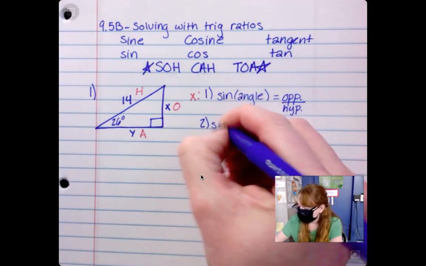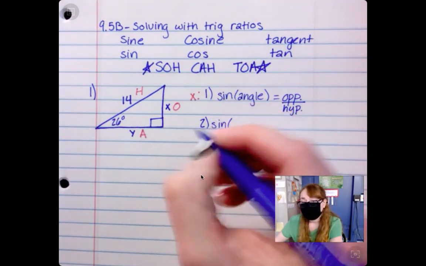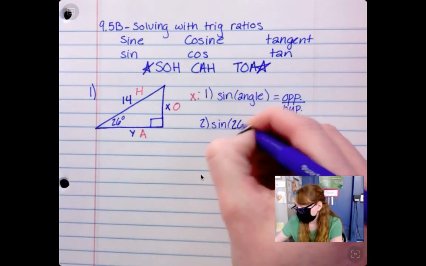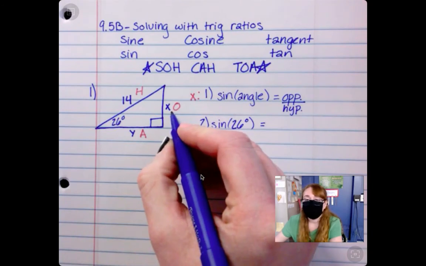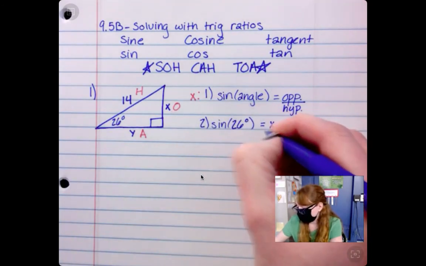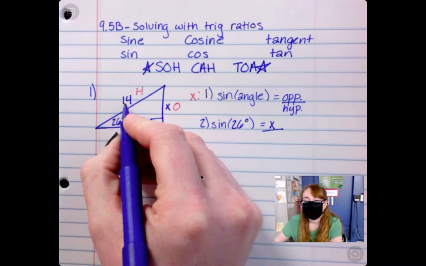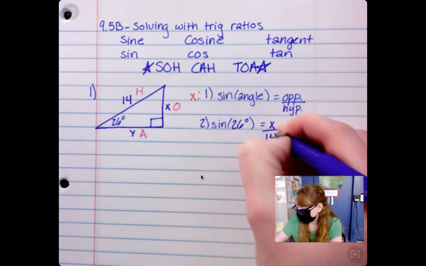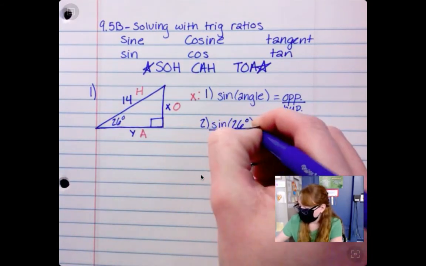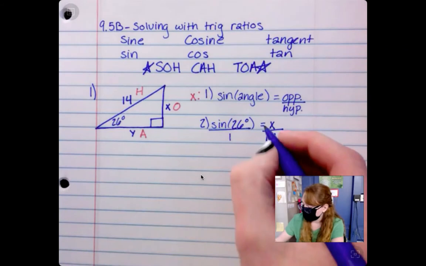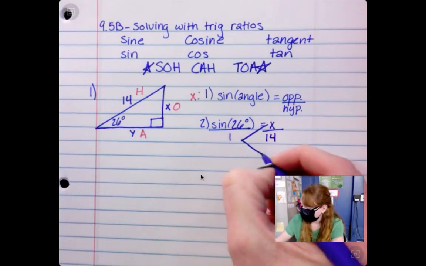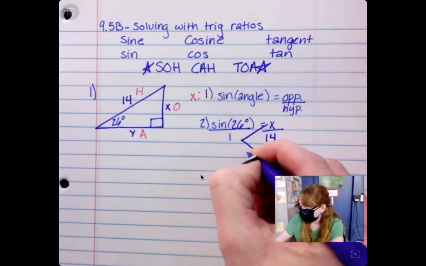So we're still using our sine function. Our angle is 26 degrees. And then our opposite side, our O, is x. And then our hypotenuse, our H, is 14. We're going to put the sine of 26 over an invisible 1 here so that they are both fractions and we can cross multiply. So x times 1 just gives us x.